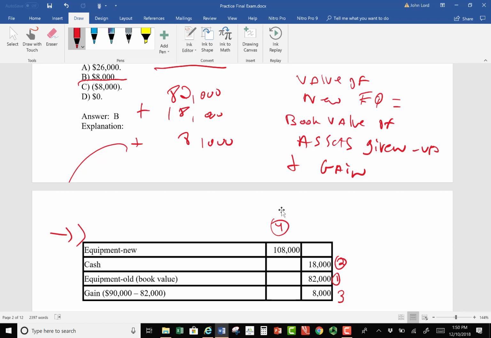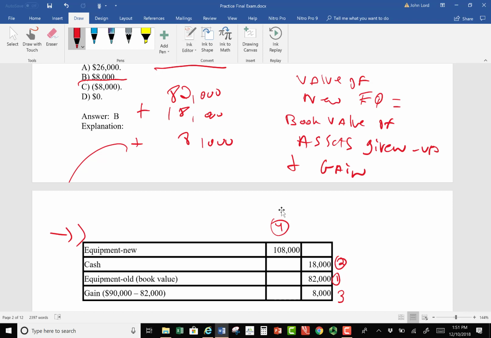Okay? And so the 18,000 is part of the book value since that's also what you gave up to get the new equipment? It is the book value of the assets given up. You gave up equipment that has an $82,000 book value. You gave up cash that has an $18,000 book value, which the fair value and the book value of the cash are exactly the same, and plus the gain. And you've got a gain. Plus the gain or minus the loss. Okay?